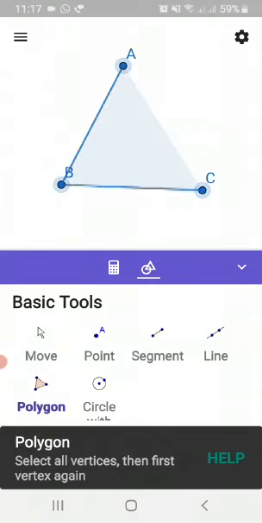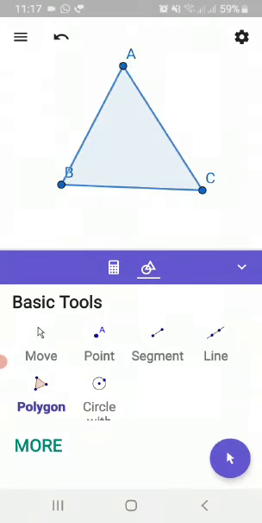So in this video we are going to explore the angle bisectors in a triangle. Then we will be exploring the definition of incenter, and then we will be further exploring the location of incenter in different types of triangles. So first of all we will have a triangle here. So ABC is a triangle.